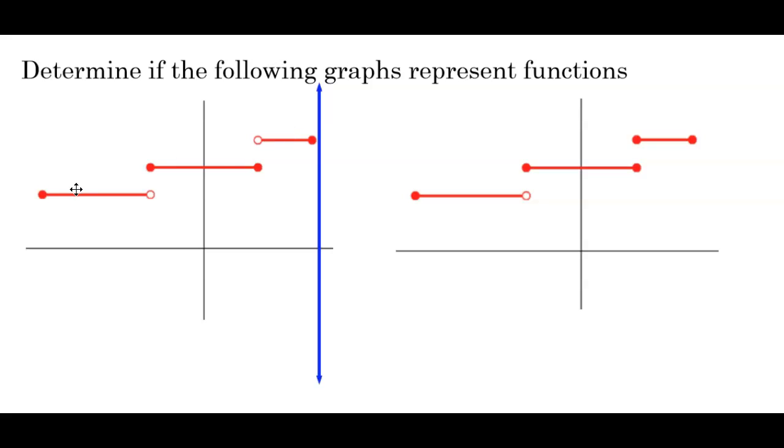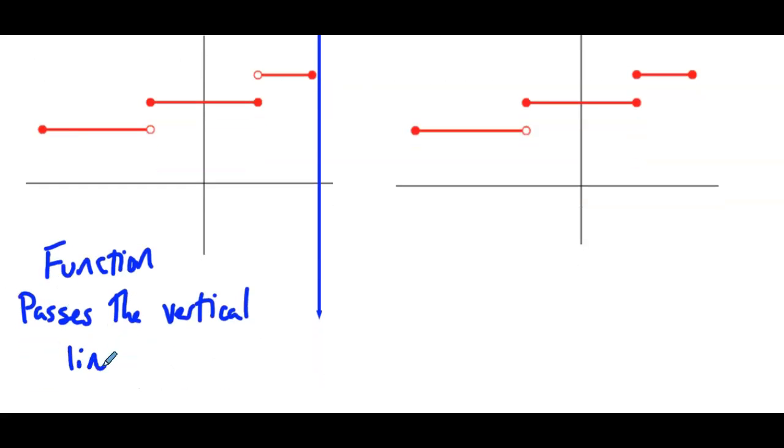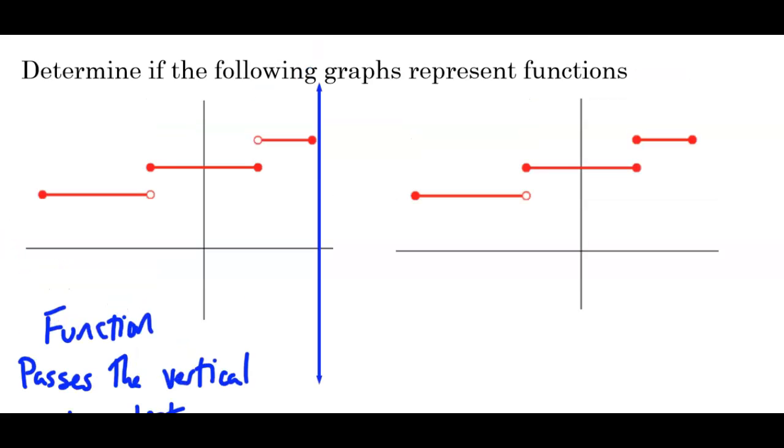Made it to the end. Every vertical line only intersected once. So this is a function. Passes the vertical line test. So our next example, similar.